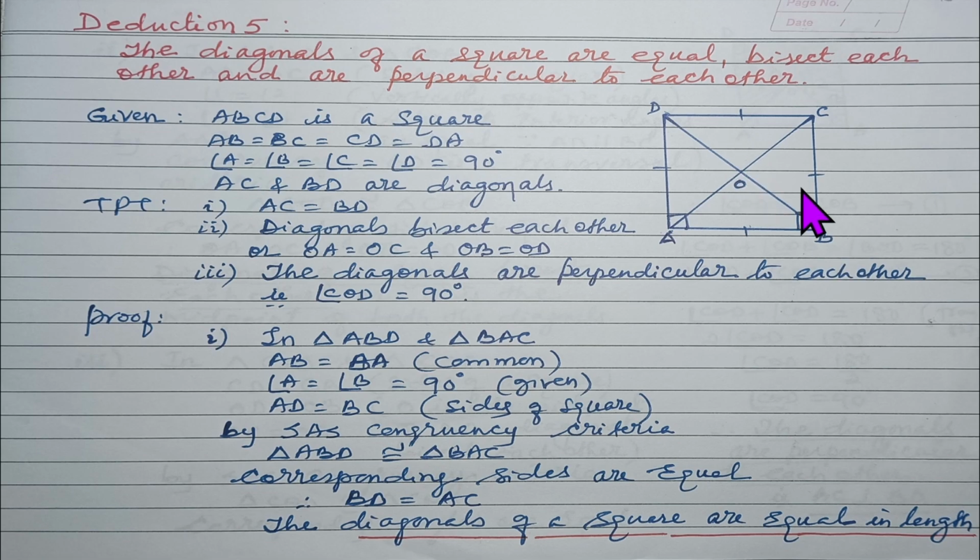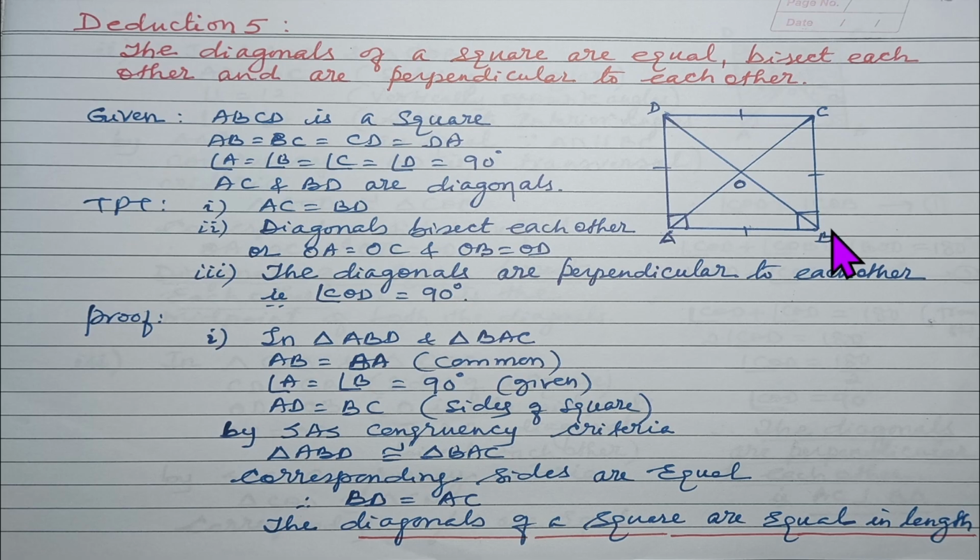And the third important thing you have to prove here is that the diagonals are perpendicular to each other. That means AC is perpendicular to BD, or angle AOD is equal to 90 degrees. That means AC is perpendicular to BD. So let us understand how to prove these three important properties of a square.